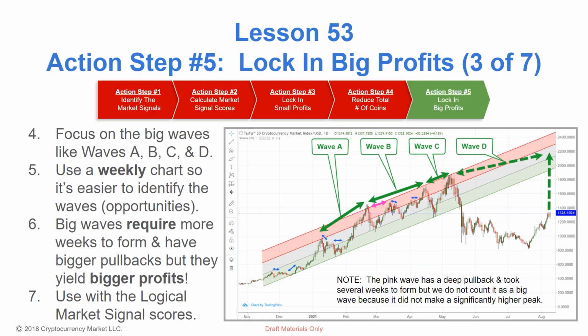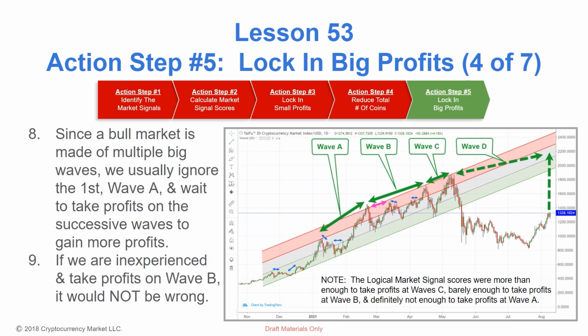Here's a note here. The pink wave has a deep pullback and took several weeks to form, but we do not count it as a big wave because it did not make a significantly higher peak. Since a bull market is made up of multiple big waves, we usually ignore the first wave, A, and wait to take profits on the successive waves to gain more profits. If we are inexperienced and take profits on wave B, it would not be wrong.